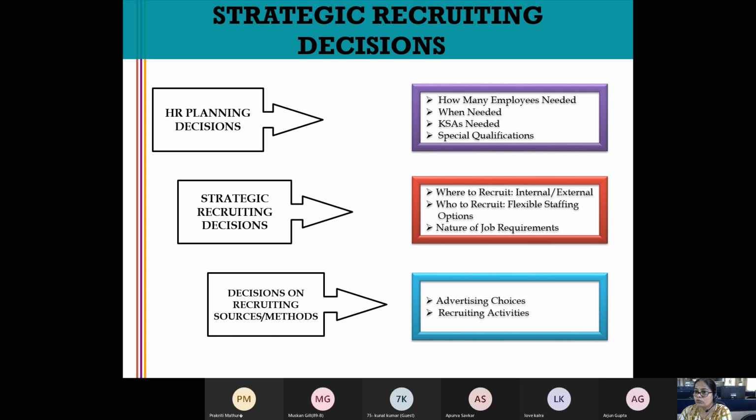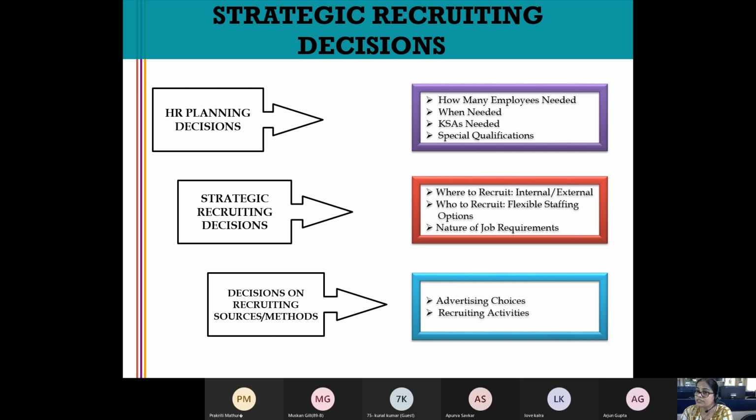And then who to recruit, whether we want flexible staff. For 6 months we may take a person who is already existing within the company, and once the work is over, we may remove that particular job profile. Then how to recruit. Sometimes the project is of small duration, and we want expert people, and we cannot fully appoint them for a longer period of time.